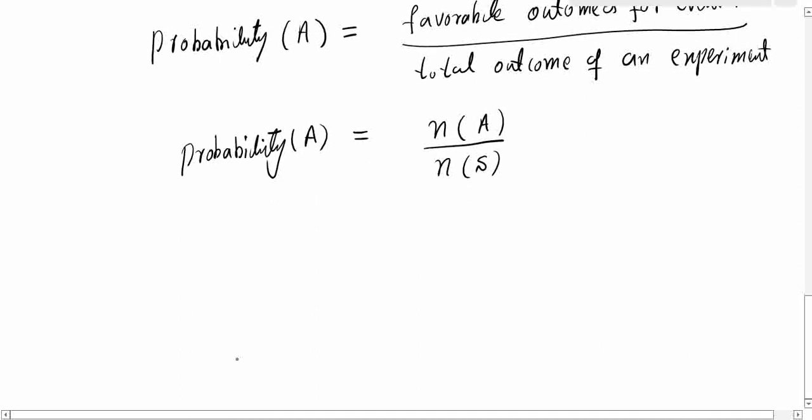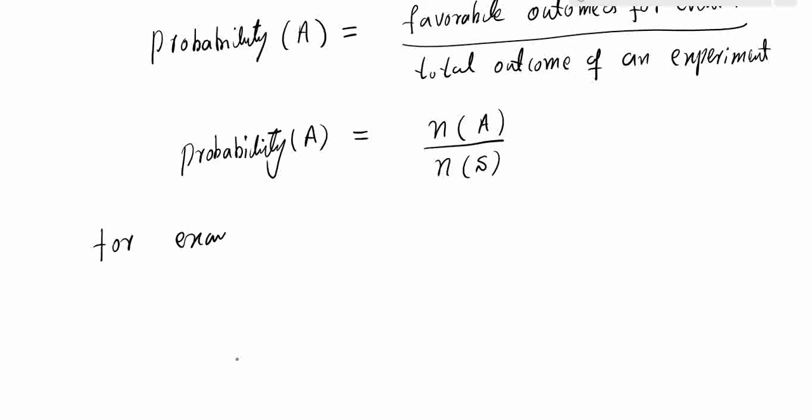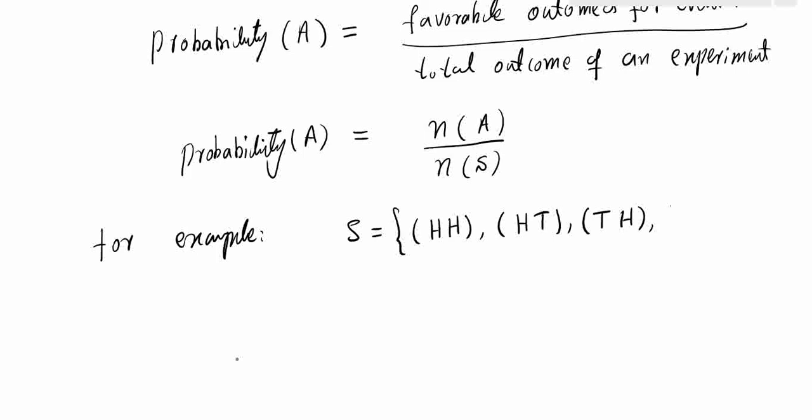Let's suppose we define an event. Again, I will write the outcomes of the experiment, for example the experiment of two coins, head and tail. So this is the sample space in which there is a chance of head on both coins. There is a chance of head and tail, I mean head on the first and tail on the second coin. And there is a possibility of tail on the first and head on the second coin. And there is a possibility of tail on each coin.